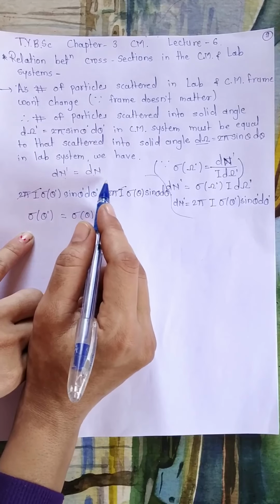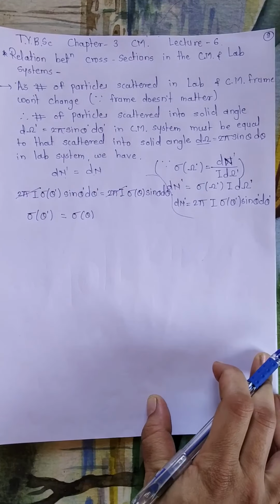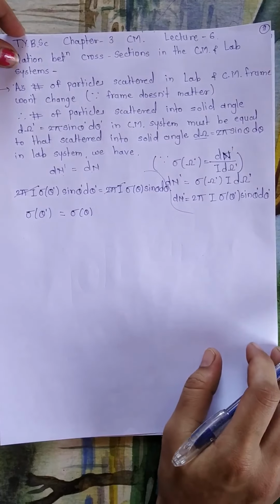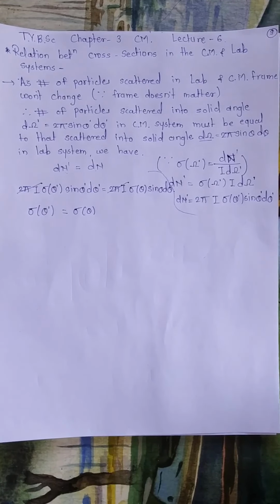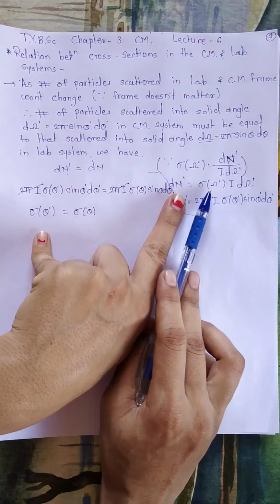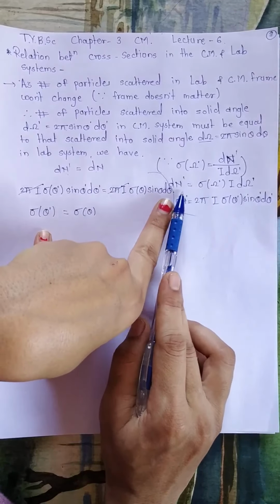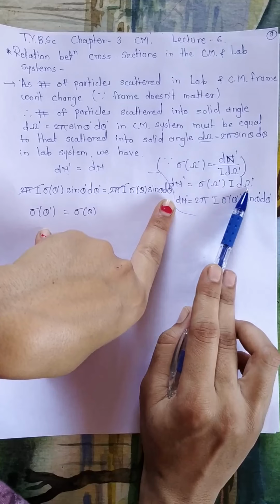We have already discussed the formula for differential cross section, which is given by sigma of omega dash, and it was equal to dn dash upon I d omega dash. This we have discussed in the previous lecture. So from that knowledge, I can find dn dash, which is related with the differential cross section, that is sigma of omega dash. So dn dash will be equal to sigma of omega dash into I d omega dash.